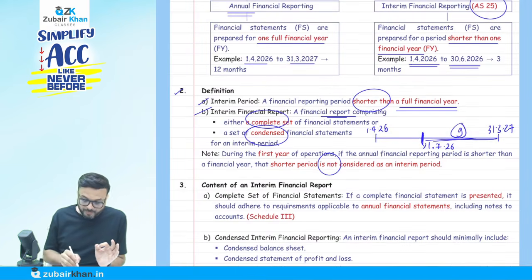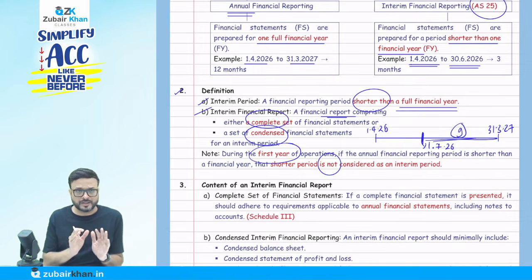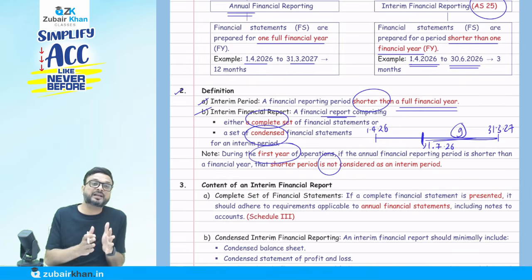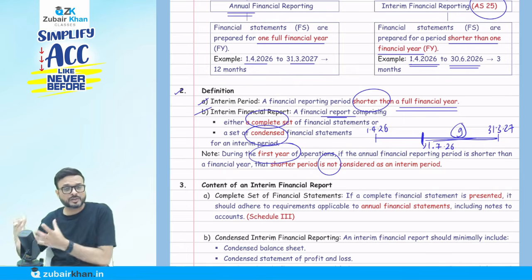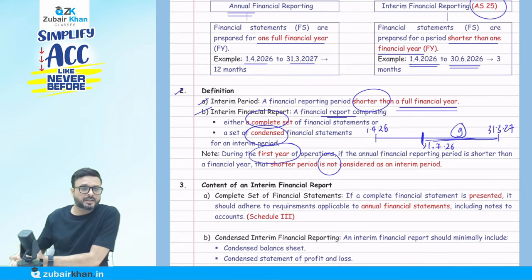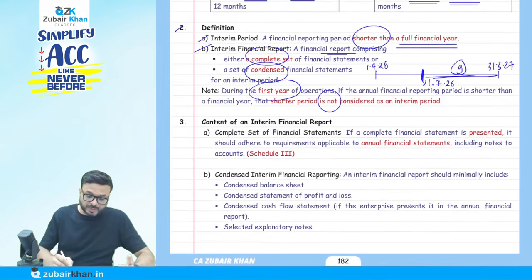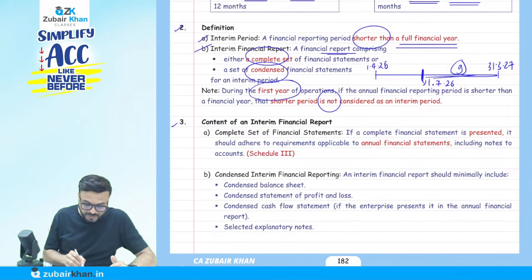So it might happen that for the first year my financial statement might be less than 1 year, and we are not going to call it interim financial reporting because we started the business during the year. That's why we have not completed 12 months. So at the end of the financial year, it might be 9 months, whatever, less than 12 months, and we are not going to call it interim financial reporting. Now, what should be the content in the interim financial reporting? It depends: either we can go for the complete set of financial statements or we can go for the condensed interim financial reporting.